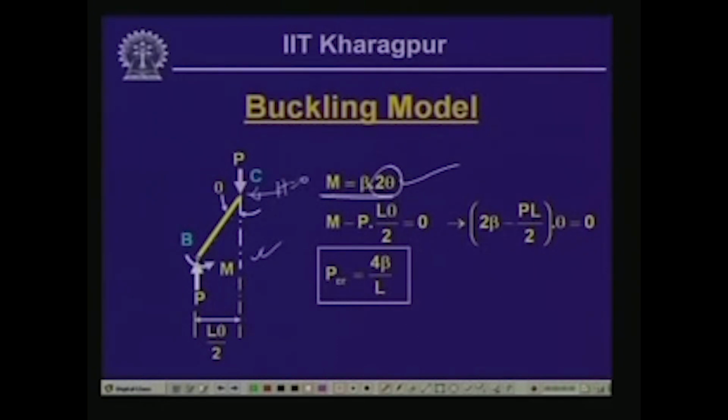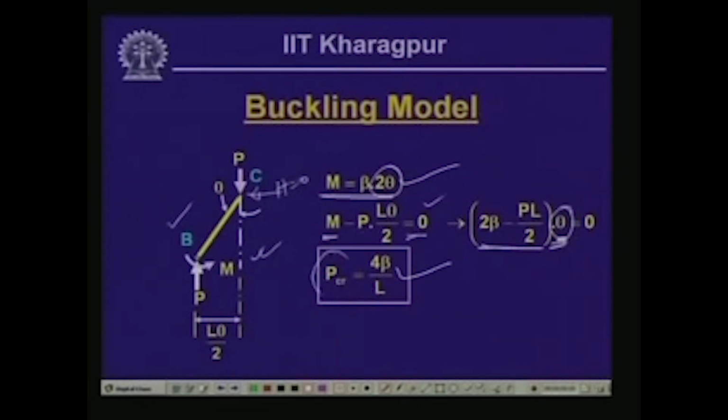Now, if we take the moment of all the forces with respect to B, we get M minus P times L theta by 2 equals 0. Theta equal to 0 leads to the normal situation, that means there is no movement of the bar, and thereby the question of instability does not come in. So, if we put 2 beta theta minus P L theta by 2 equal to 0, that gives us a value of P which is equal to 4 beta by L.